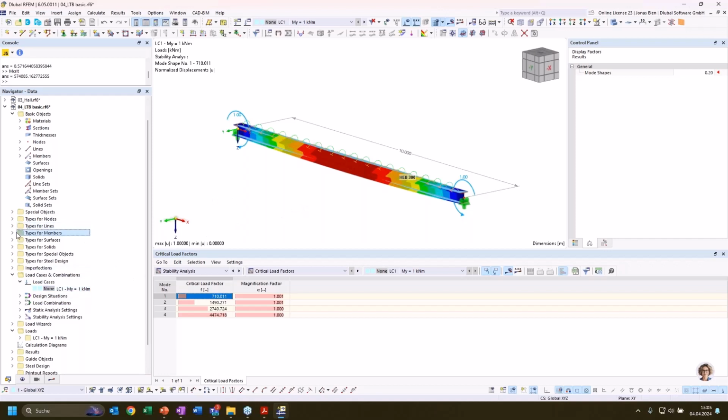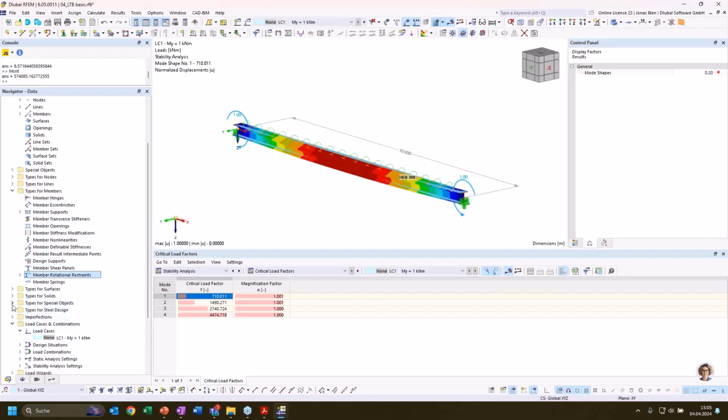What is also new is that you find these objects, so the member shear panels and the rotational restraints, now under types for members and not anymore under the types for the design add-on. In earlier releases, we had those two objects under, for example, the types for steel design or aluminium design or timber design. Now you find them under general objects for types of members.